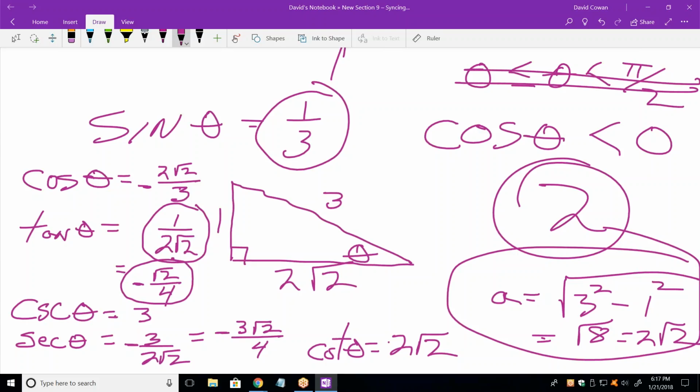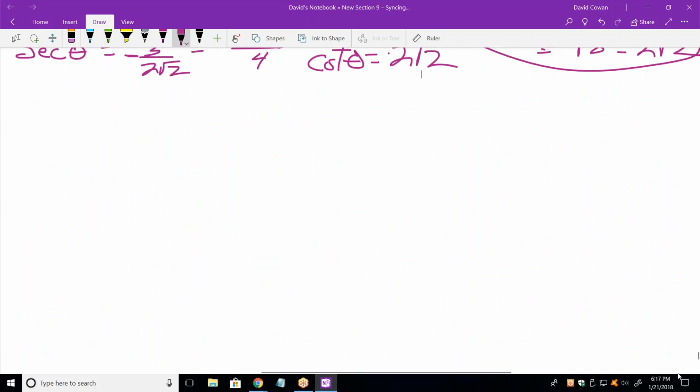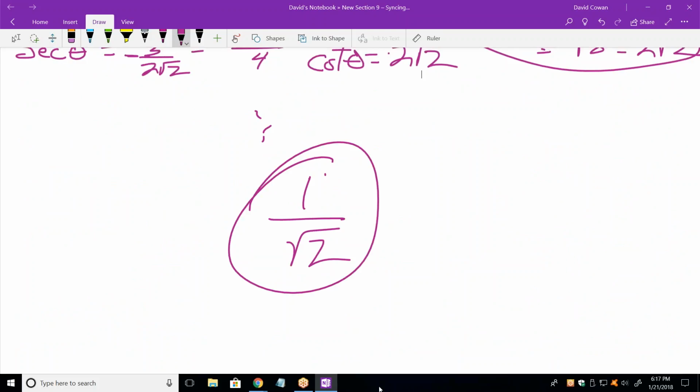I don't know if you know what I'm saying, but that is a perfectly legitimate number. It happens to be exactly the same as this. The only difference is this has a rational denominator, this has an irrational denominator. There's nothing really in mathematics that says you can't have an irrational denominator. It's just a convention that has been adopted.